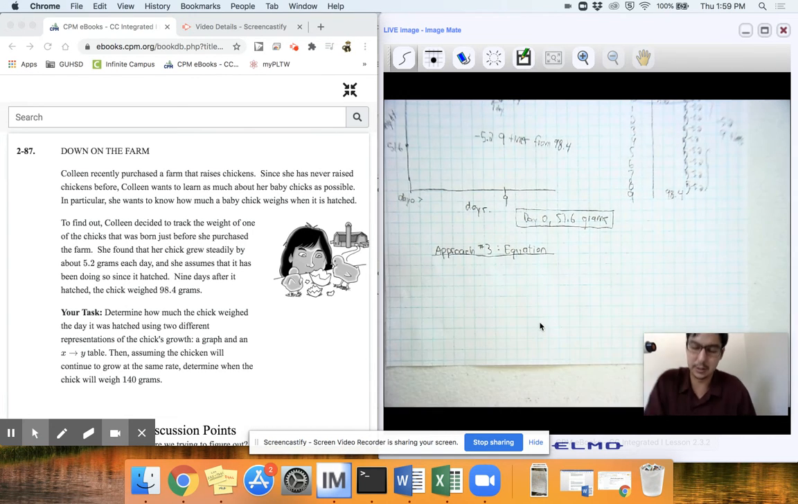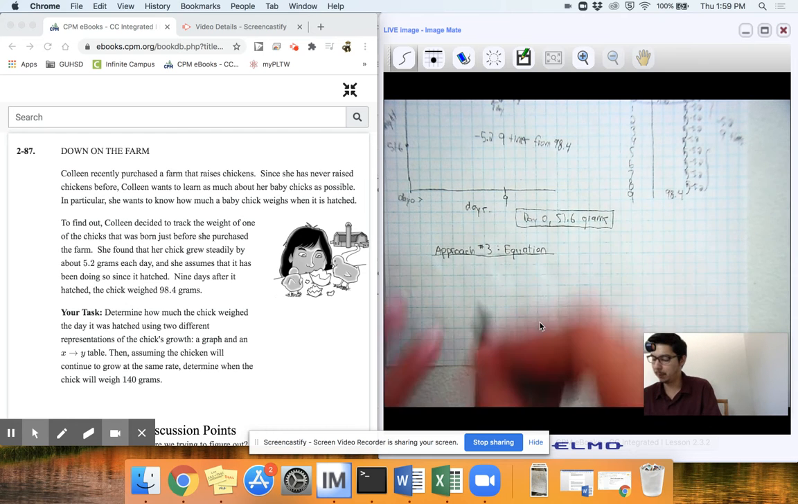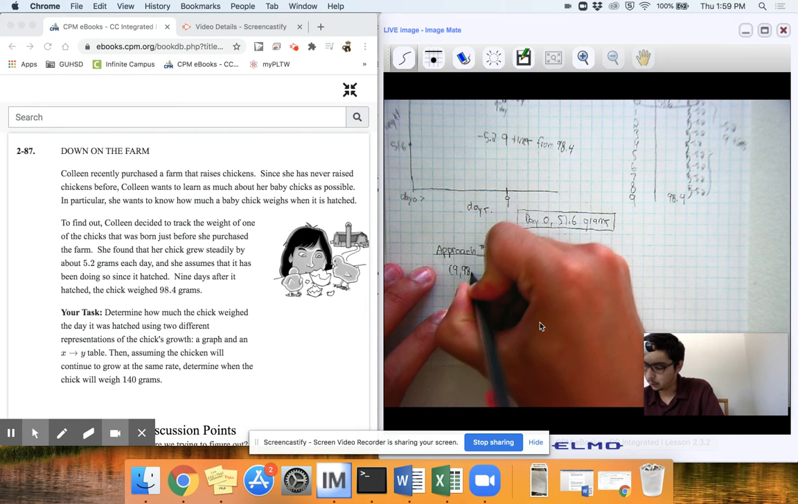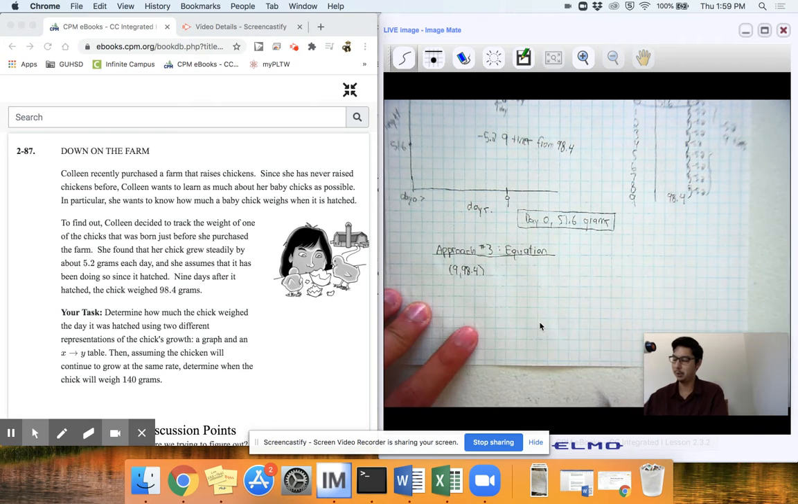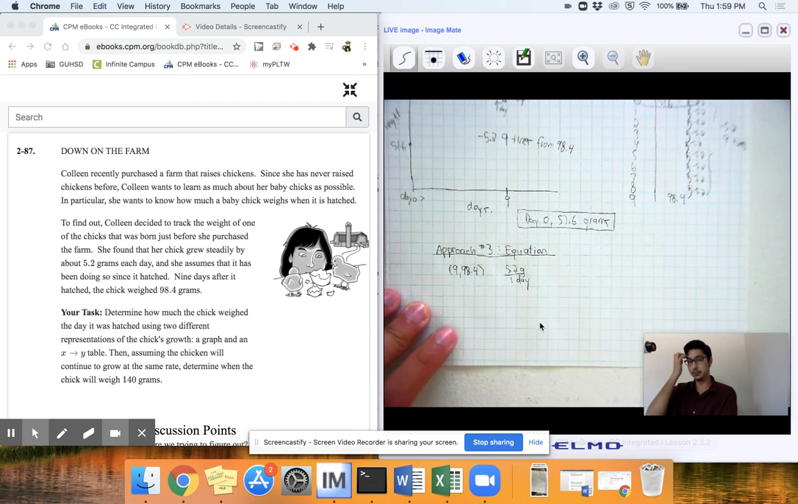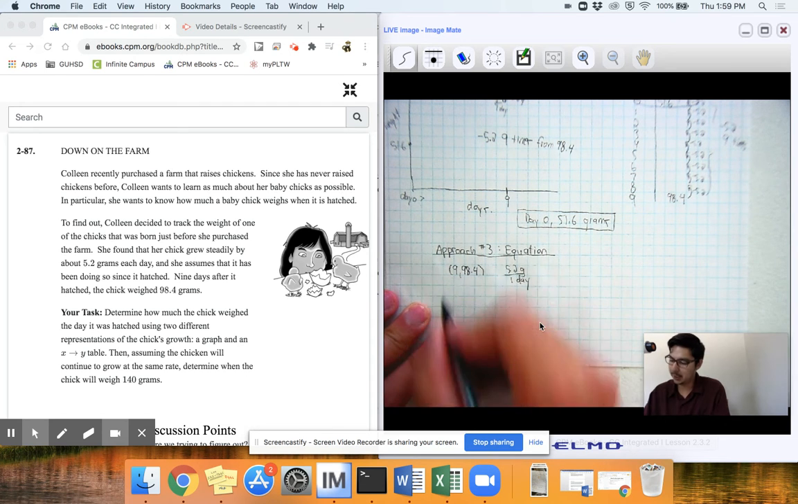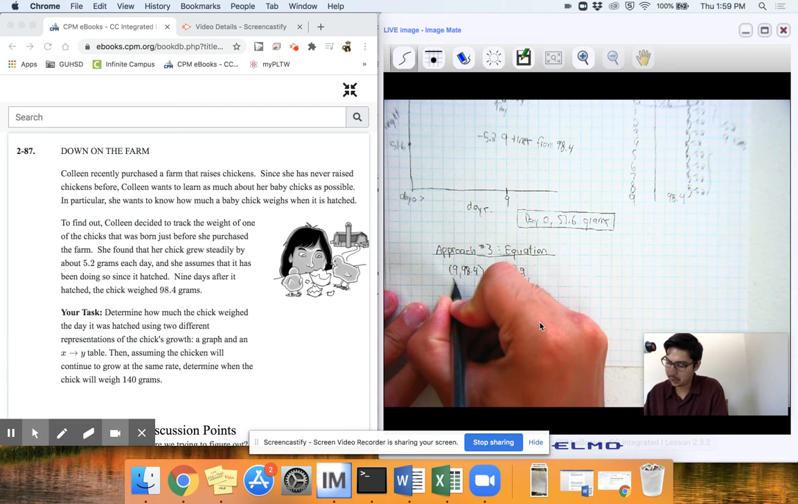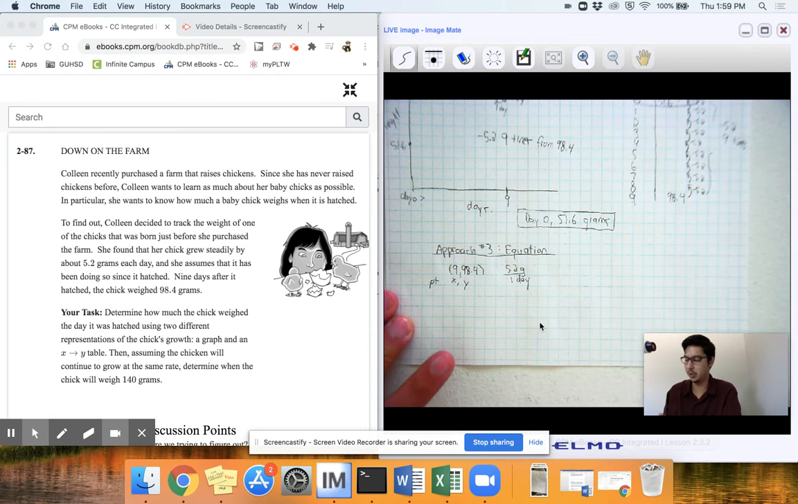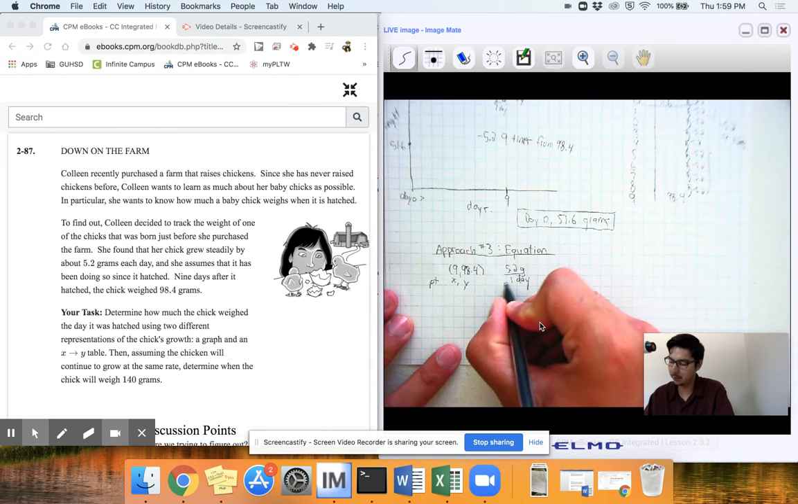So how does that work using the equation? Let's write down what we know. We knew that on the 9th day it was 98.4, and we knew that it was growing 5.2 grams every day. What we can see is that the 9, 98.4 is actually a point (x, y). That's a time, a location. And this right here is a rate. That's a rate of change.